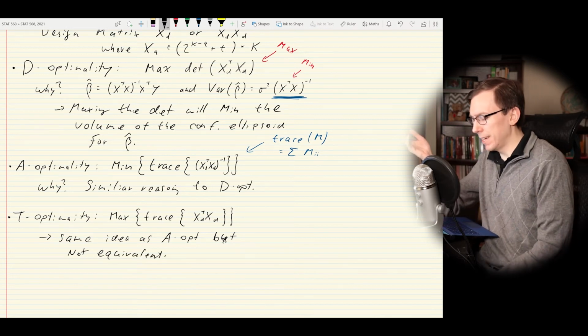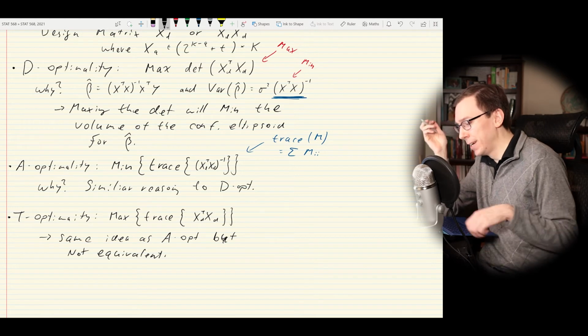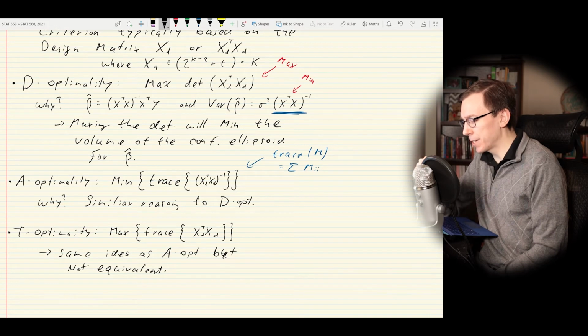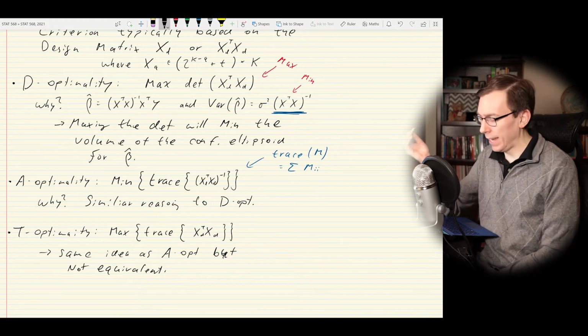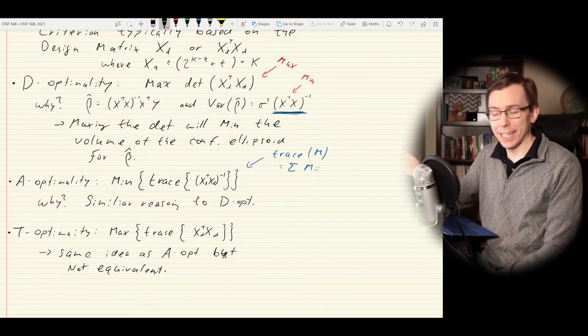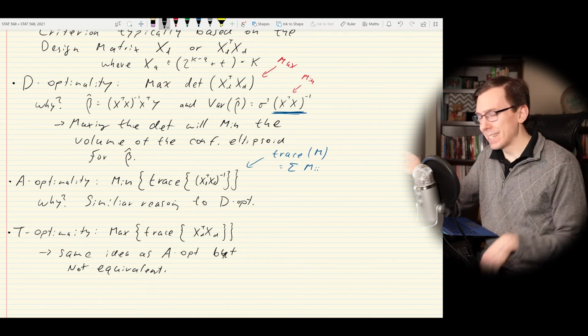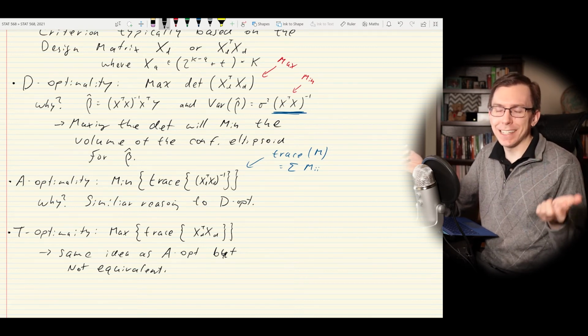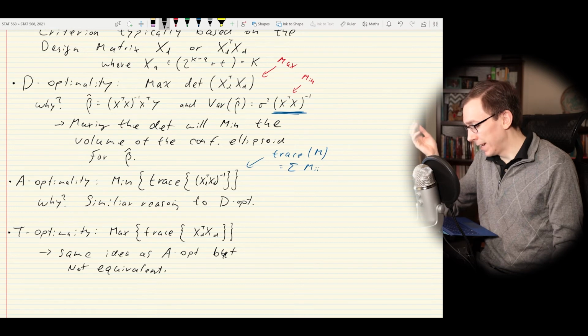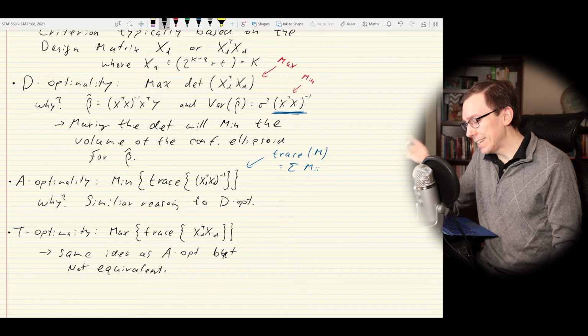You almost might think that you're going to get the exact same answer. If you minimize or maximize the determinant of x transpose x or x transpose x inverse, you get the same answer because of the way determinants work. But the trace doesn't work that way. The trace of the inverse is not the inverse of the trace. You can't just flip them like you can with determinants. So you will get a slightly different answer for T-optimality versus A-optimality.